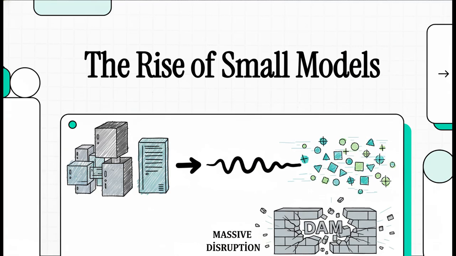For the longest time in AI, the motto was pretty simple. Bigger is always better. But that whole story is being flipped on its head. We are right in the middle of a massive shift, a move towards something smaller, way faster, and much more focused. So let's jump right in and see how these small models are causing a huge disruption.